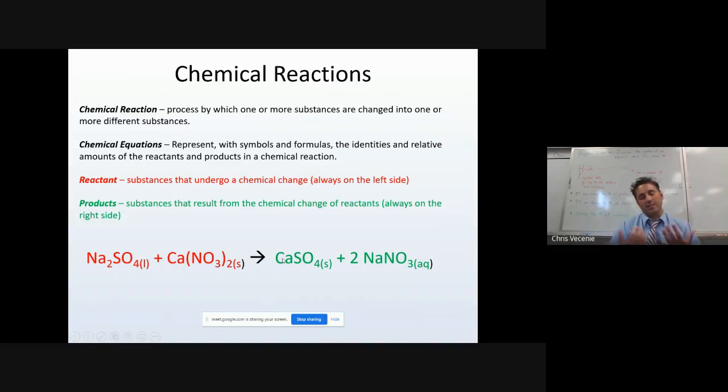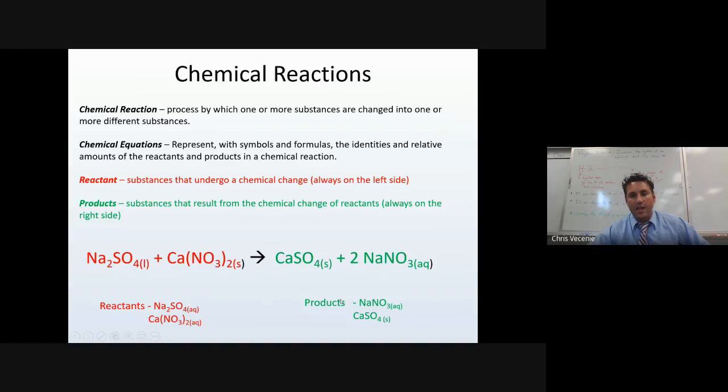So they trade places. It's known as a replacement reaction. So our reactants in this would be the NaSO4 and the CaNO3, and our products would be the NaNO3 and the CaSO4. This equation represents a chemical change, a chemical reaction. And anytime a chemical reaction occurs, we can write one of these equations.